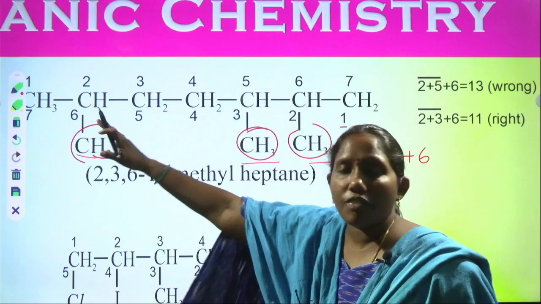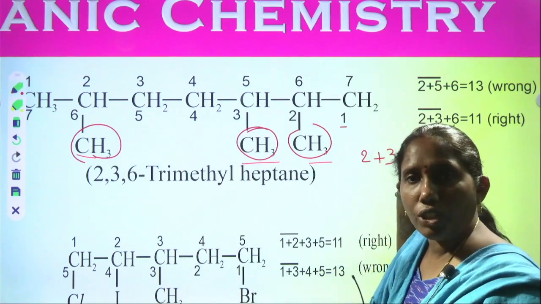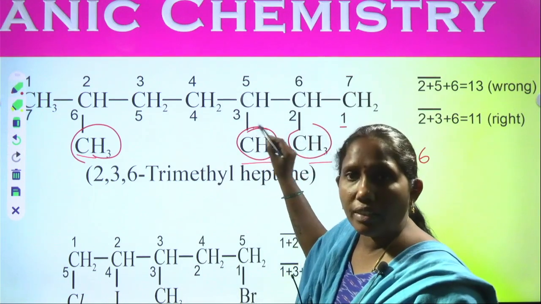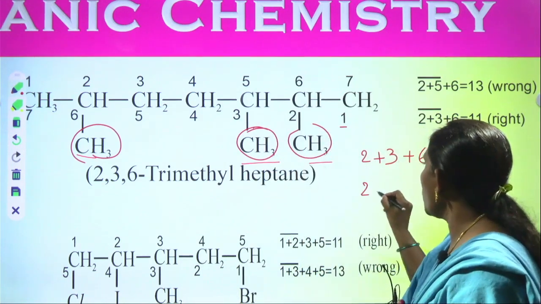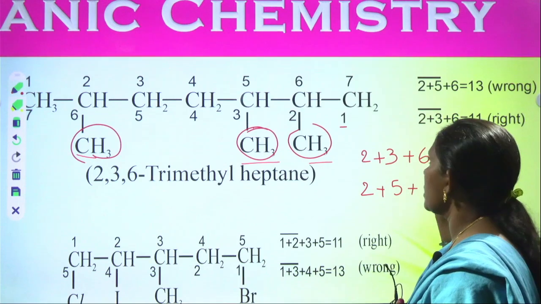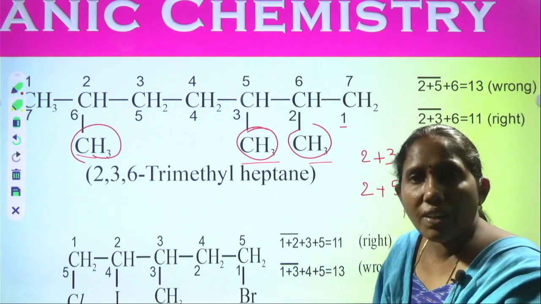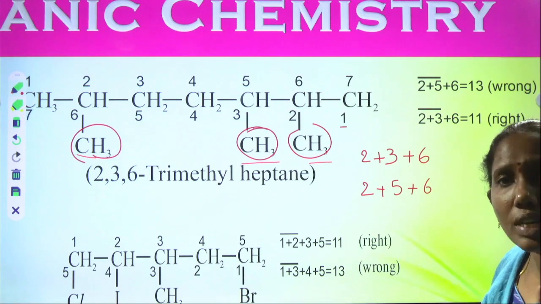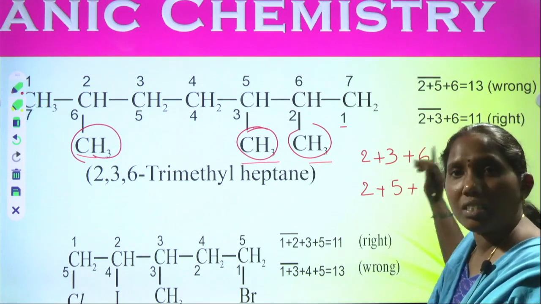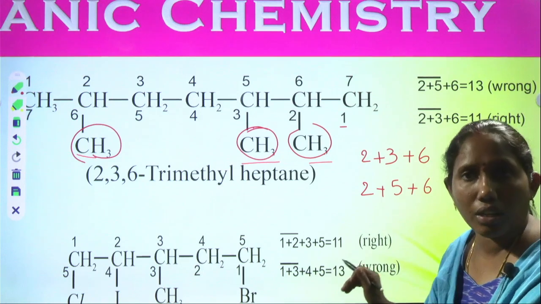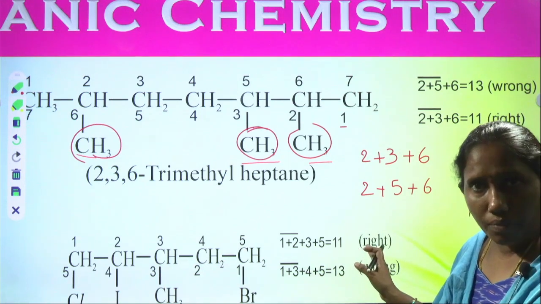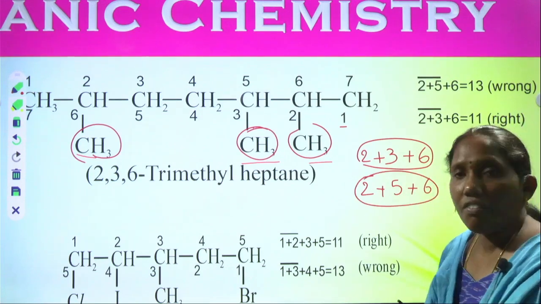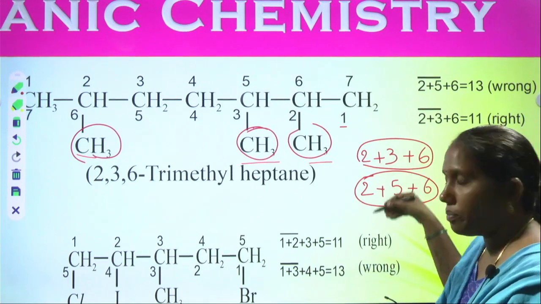Take the numbering from left to right. Then it is at second one, it is at 5th one, it is at 6th one. So 2 plus 5 plus 6. Now we have to choose the lowest sum rule. Here one thing we have to remember: lowest sum does not mean the addition of these numbers. After writing the carbon numbers here, first you have to check the first number.